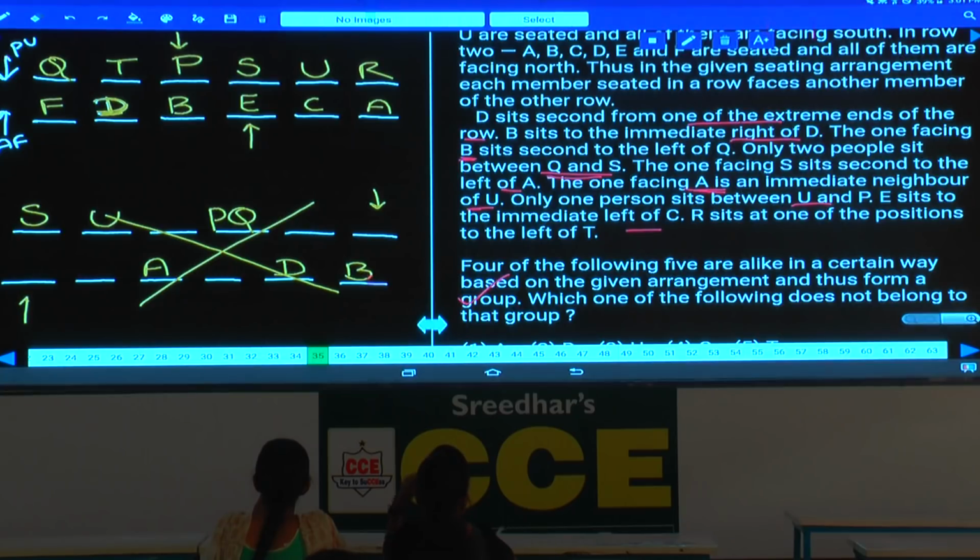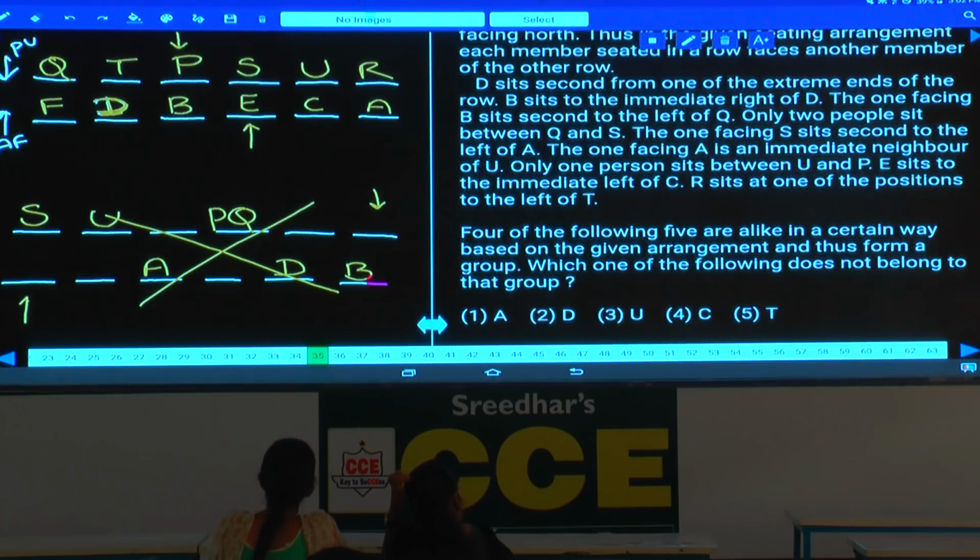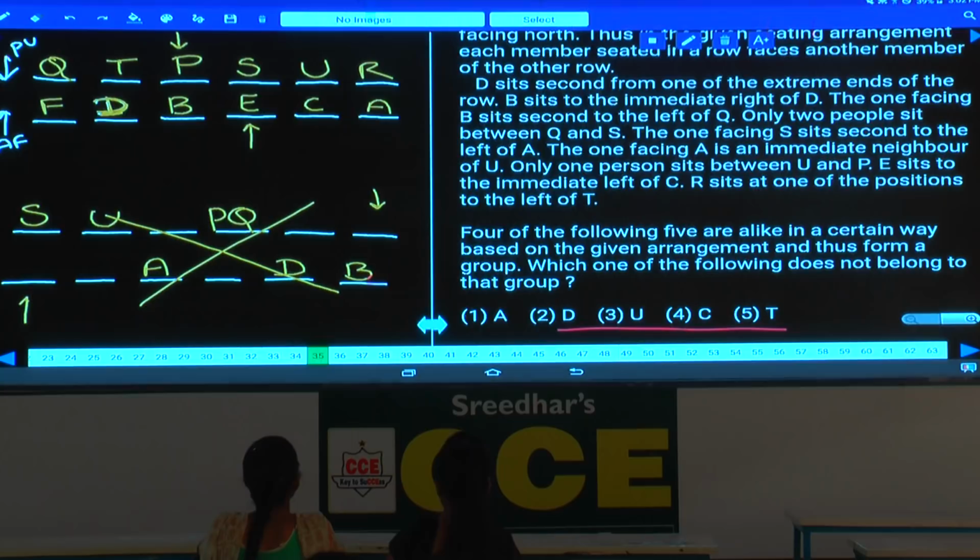Then question number 35. 4 of the following 5 are alike in a certain way based on a seating arrangement. Then which one of the following does not belong to that group? A, D, U, C and T. All these persons except A are at the centers, but A is at the corner. Except A, all the remaining persons are at the centers and A is at the end of a line.